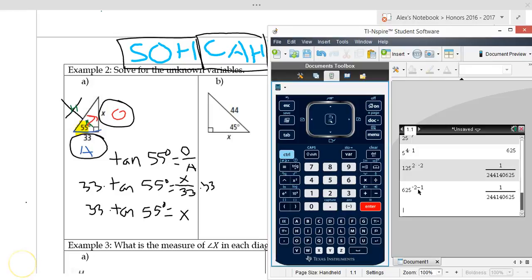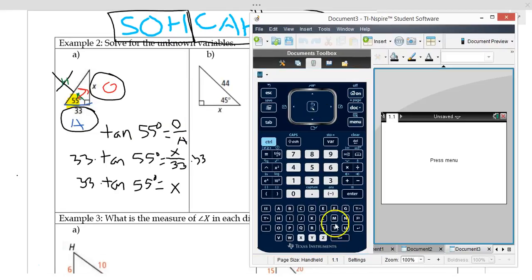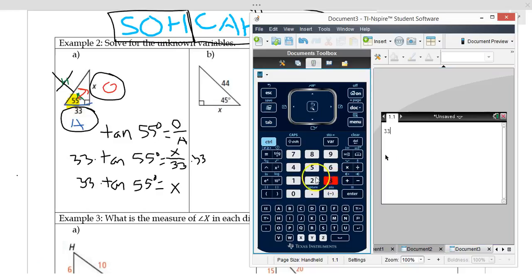So, on my calculator, I'm typing exactly 33 times, and then all of these things are trig ratios. Anything we're going to be using is right here, and it says trig. And if you have your own calculator that's not one of the Inspires, they're right along the top part of your calculator. They are not too hard to find. They're actually hard to find on the Inspire. So they're under this trig menu, and you can see they're all just right in here.